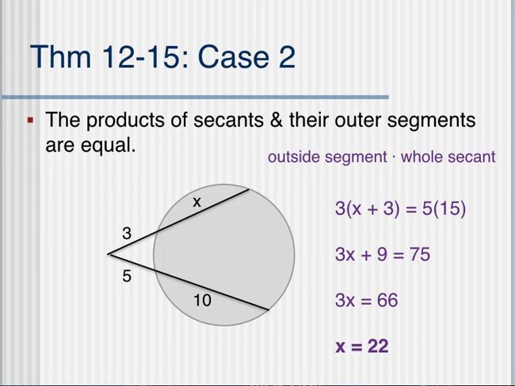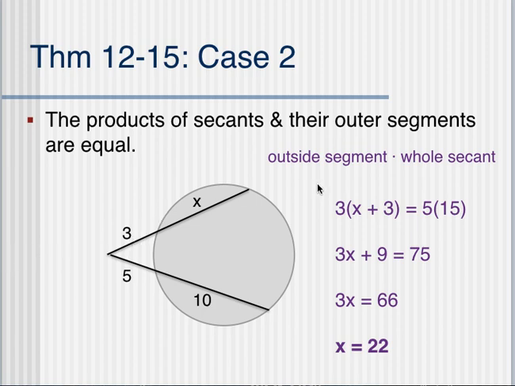Find theorem 1215 case 2. The products of secants and their outer segments are equal. A good way to summarize this rule in a way that's easy to memorize is outside segment times whole secant. If you take this outside segment and multiply it by the length of the whole secant, it's actually going to equal outside times the whole secant of the other line or secant as well.